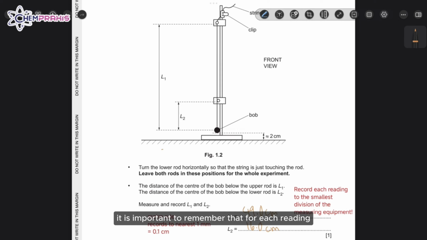It is important to remember that for each reading, it must be recorded to the smallest division of the measuring equipment. As we are using a meter ruler, which can record to the nearest millimeter, which is 0.1 cm, hence, we'll need to write the measurements to the nearest 1 decimal place.